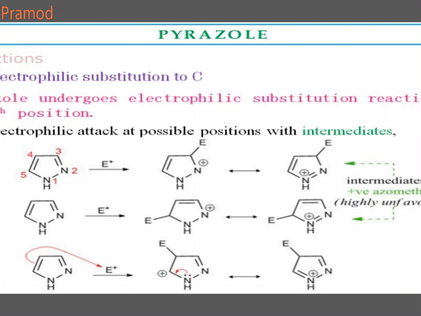That's the reason why electrophilic substitution reaction is more favorable at C4 rather than C3 and C5. In C3 and C5 attack, both nitrogens get a positive charge, whereas in C4, when you write the resonance structures, only one of the nitrogens gets positive charge, which is more favorable. That's the reason why pyrazole undergoes electrophilic substitution at the C4 position.